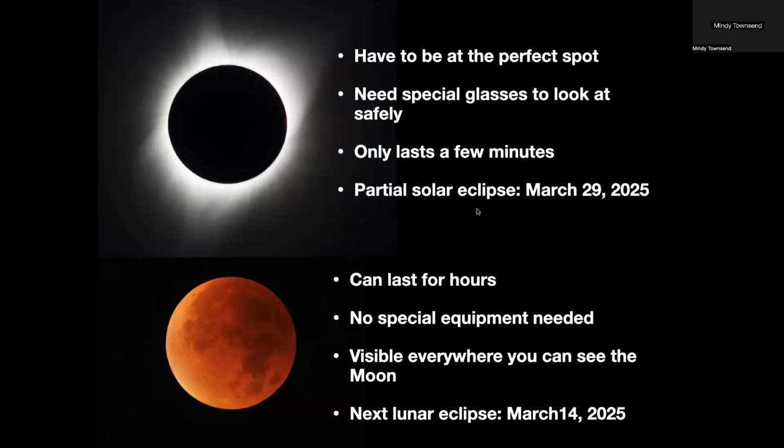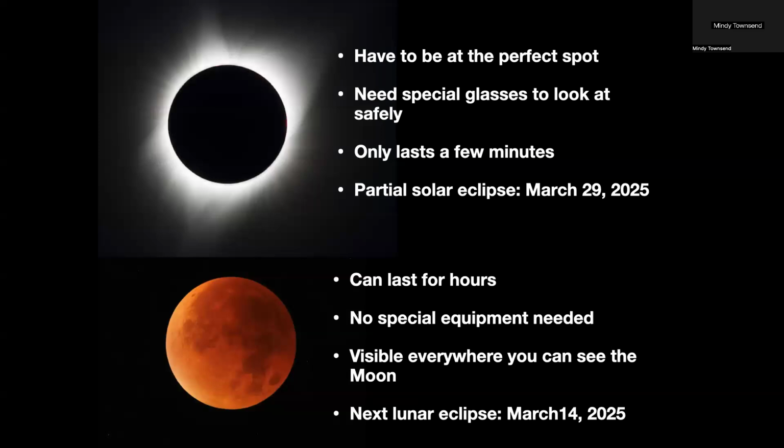It only lasts a few minutes, but we do have a partial solar eclipse coming up on March 29th. It will be pretty hard to view, though. It'll be less than 50% covered, and it basically happens at sunrise on March 29th. But if you're very dedicated and if you still have your eclipse glasses from the April eclipse, then you may be able to actually get up and see it.